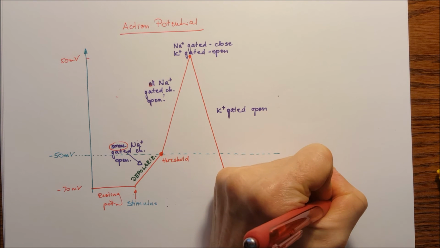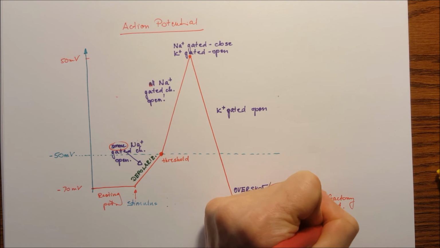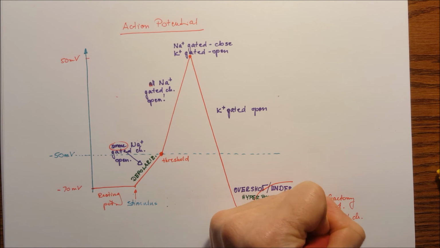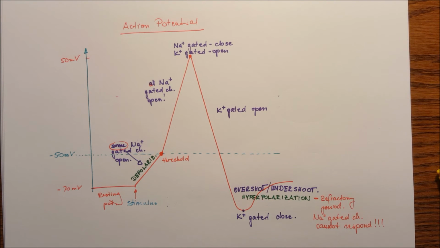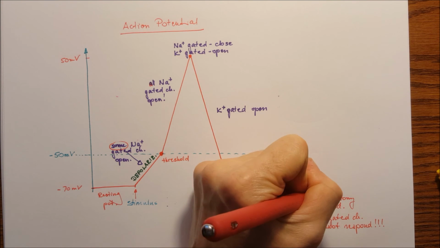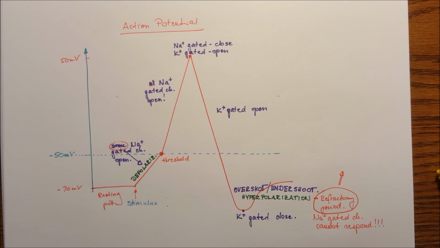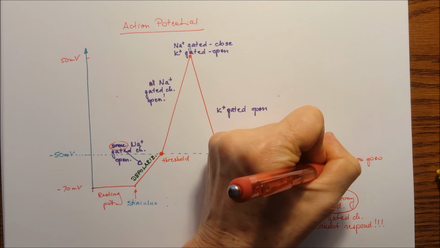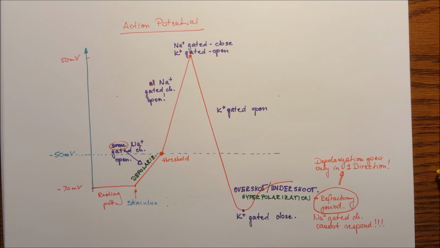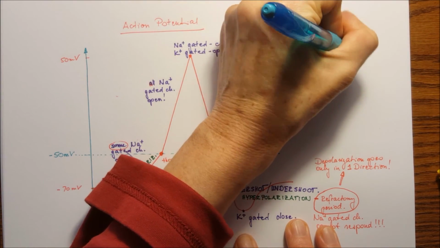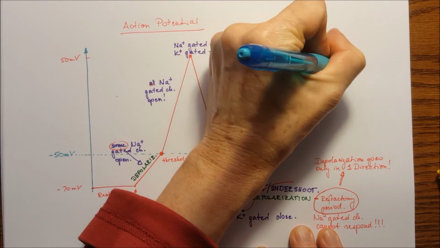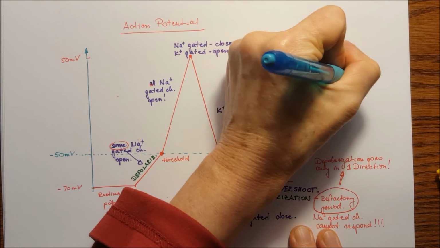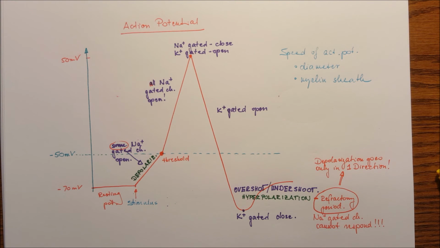Now, this hyperpolarization is really important again. This is called the refractory period. At this point, the sodium gated channels cannot respond to stimulus. Why is that so important? Because the depolarization can go only in one direction. It can move forward but not backward because the sodium gated channels cannot respond at this point. Just only the forward motion will go. The speed of the action potential depends on the diameter of the nerve. The thicker the nerve, the faster it goes, as well as the presence or the absence of myelin sheath.